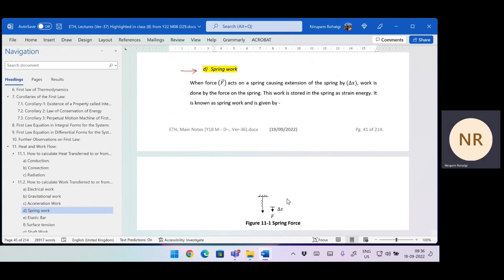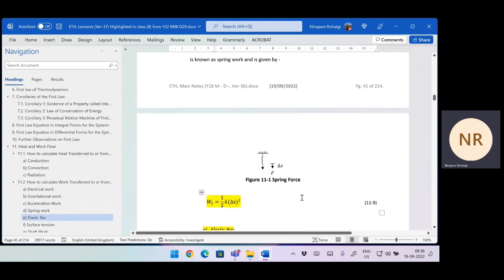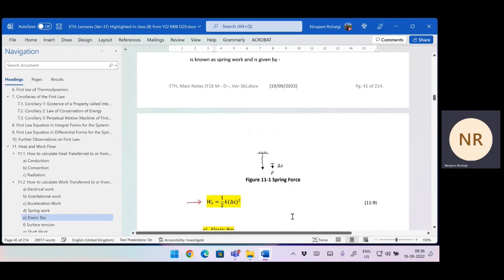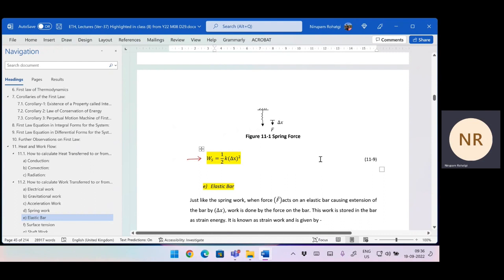Okay, and it is stored within the spring, because when you do the work, what happens? The external force is doing work and the spring gets extended. Once you leave it, it goes back to its normal position, and that work, the spring work, is half k delta x square. You know it, okay.